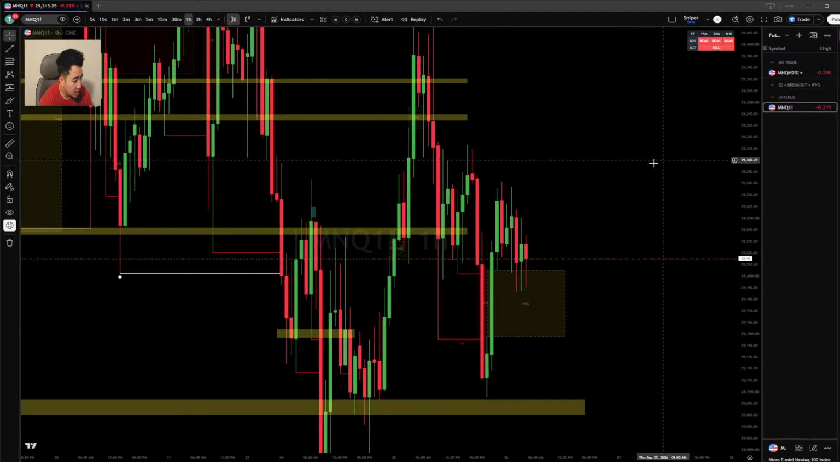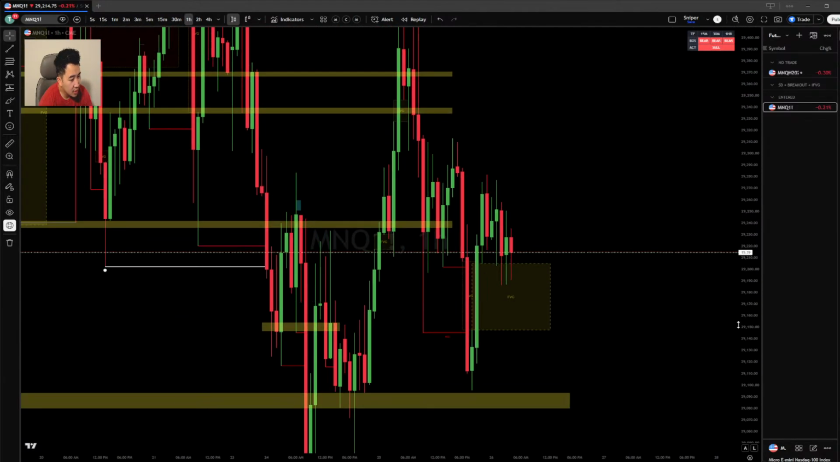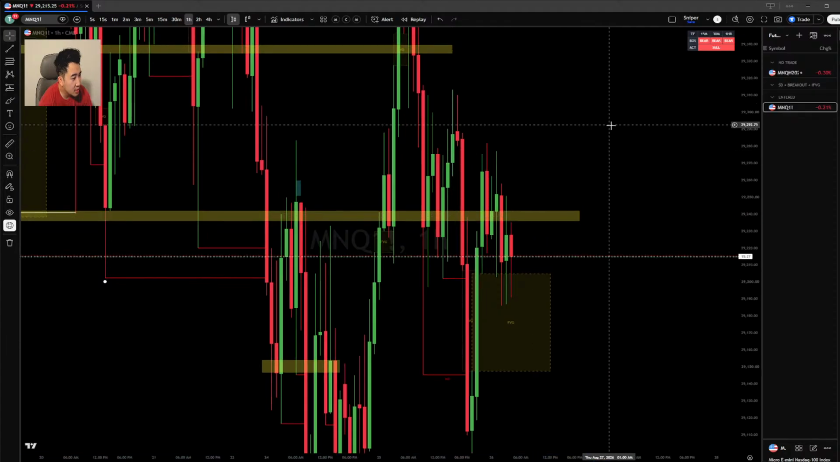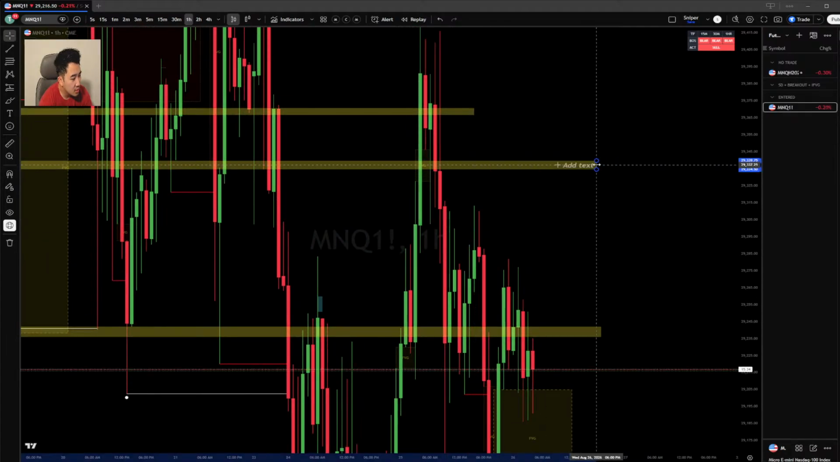Let's go on our one hour time frame here. Just mark out these support and resistance levels. Stretch this on over.